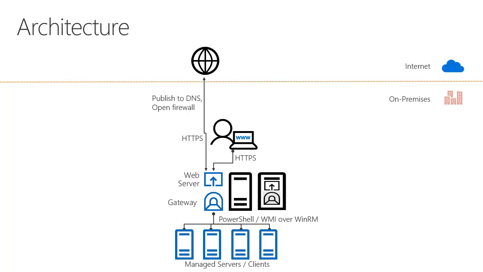Now, they do talk PowerShell on the back end. Everything about Project Honolulu is PowerShell, and it talks it all over WinRM. So it's either PowerShell or WMI over WinRM that talks to the managed clients and managed servers from the gateway or the desktop application. The user connects to it via HTTPS and can come over the firewall, okay, as long as the right ports are open.